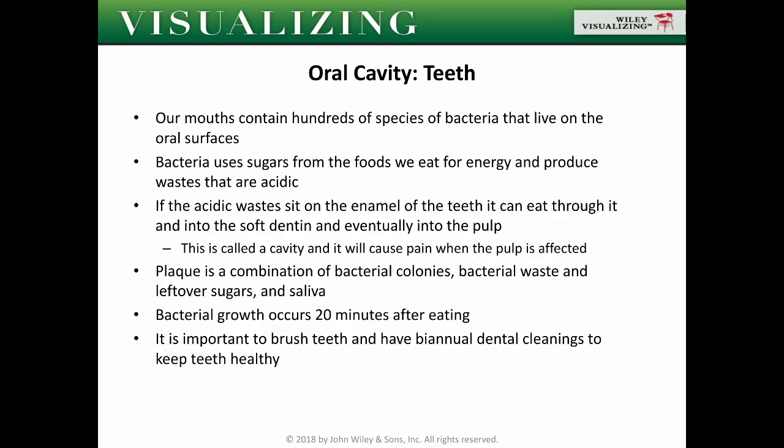So, plaque is a combination of bacterial colonies, bacterial waste, leftover sugars and saliva. Bacterial growth occurs 20 minutes after eating. So it's important to regularly brush your teeth and have biannual dental cleanings to keep your teeth healthy and prevent plaque and, of course, cavities.